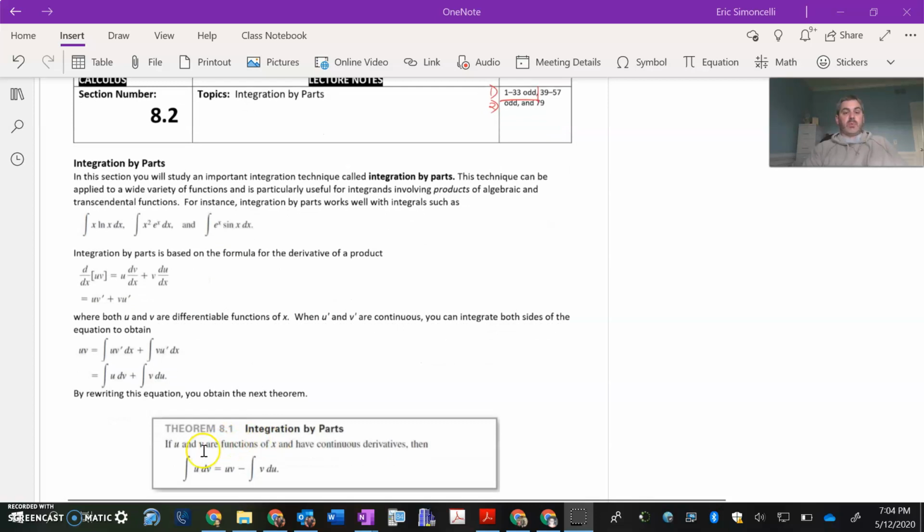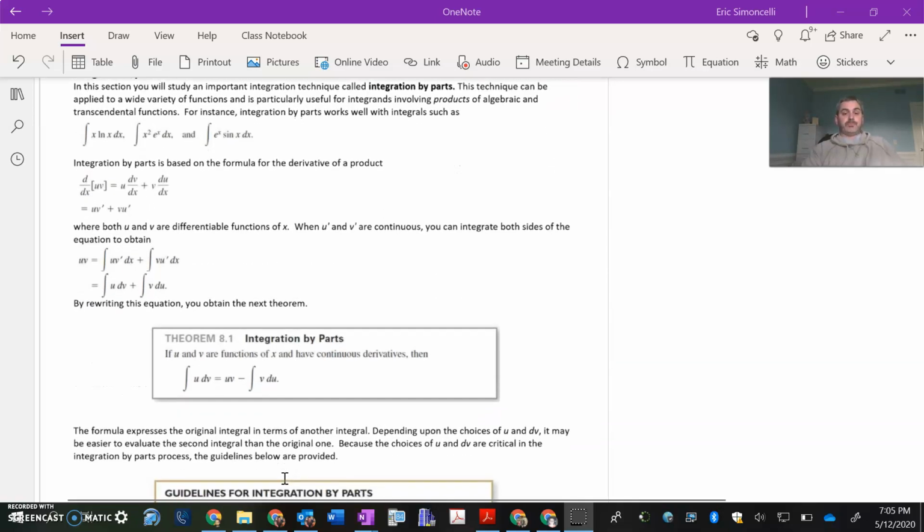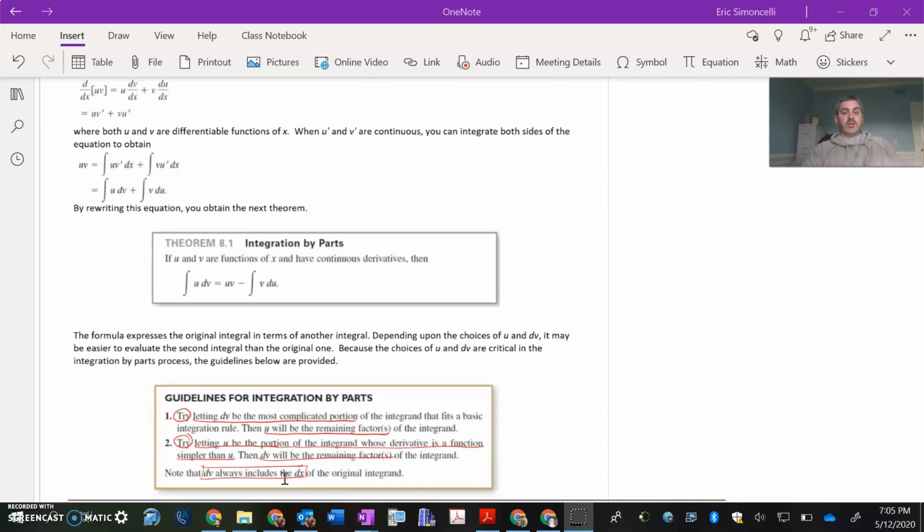So, integration by parts. If u and v are functions of x and have continuous derivatives, then the integral of u dv is equal to u times v minus the integral of v du. Now it looks pretty complicated, but it actually works out well anytime you have an integral that can't be integrated using other approaches that we've seen in the past. The formula expresses the original integral in terms of another integral.